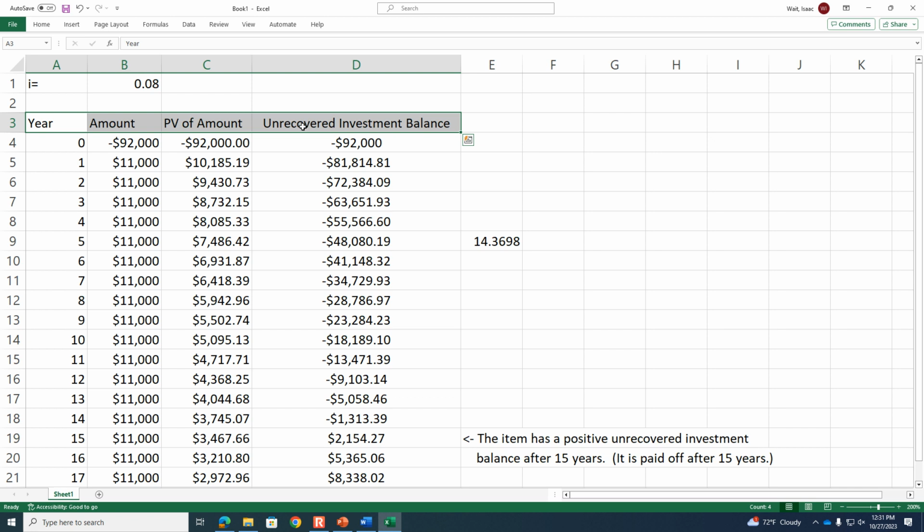Did you extend it all the way out to 14 years and get a value, and based upon the value?